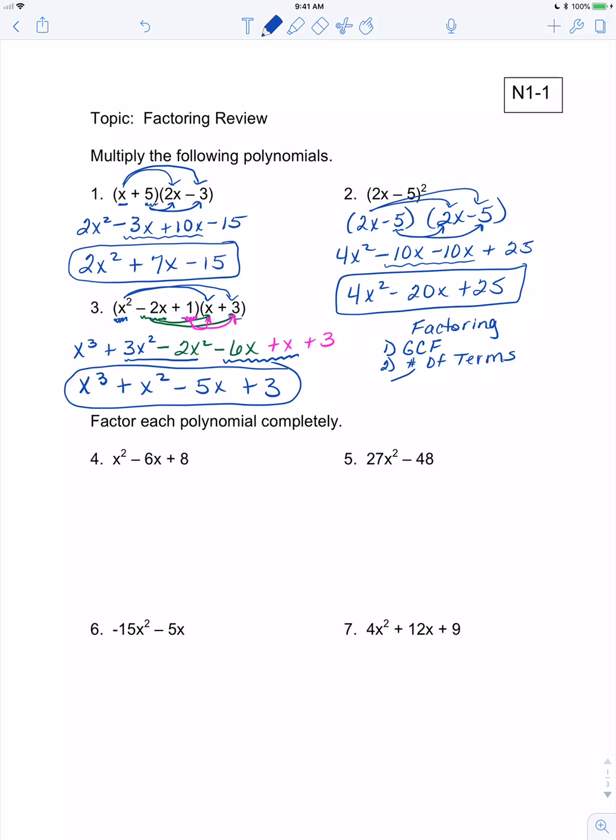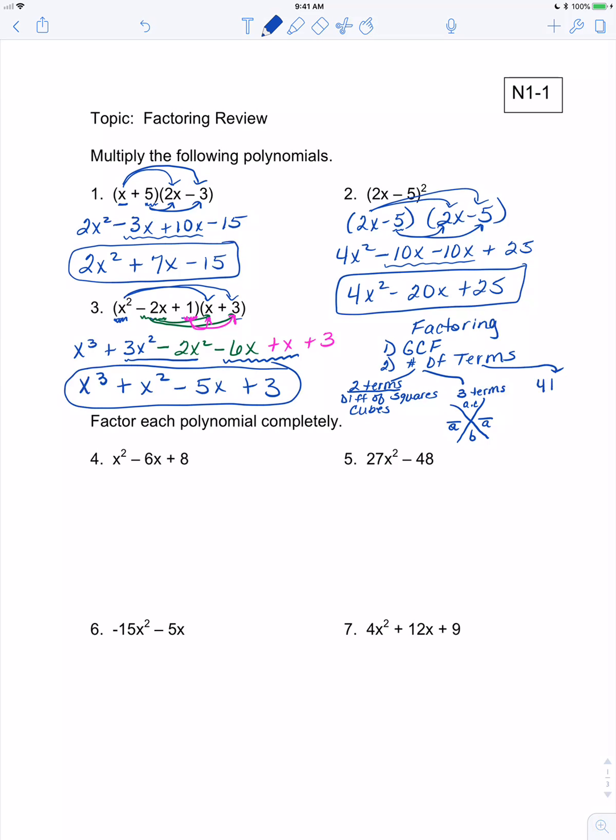All right, so then after that, it all depends on the number of terms. If there are 2 terms, you're going to think of, is it the difference of 2 squares? Or could they be the sum or difference of cubes? So if it's 2 terms, that's what we think of. If it's 3 terms, we're going to just use the big X method. That's A times C, B is on the bottom, divide by A. We'll go over that in a minute when we come to 1.